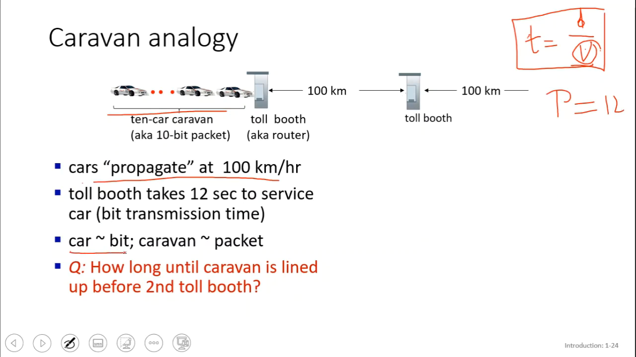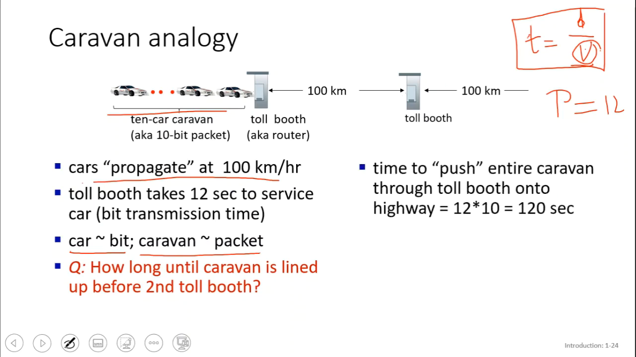Here is the analogy. The car is similar to a bit. The caravan is similar to a packet. How long does it take until the caravan is lined up before the second toll booth, right? If we have the entire caravan, since you have 10 cars, and each car has a processing time of 12 seconds, then we have 120 seconds, right?